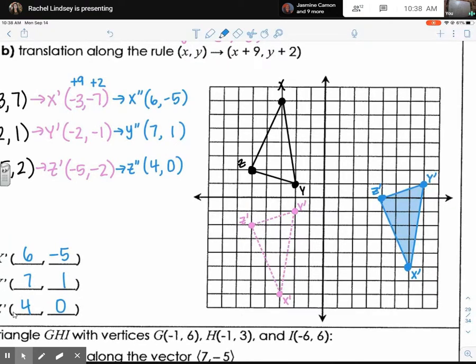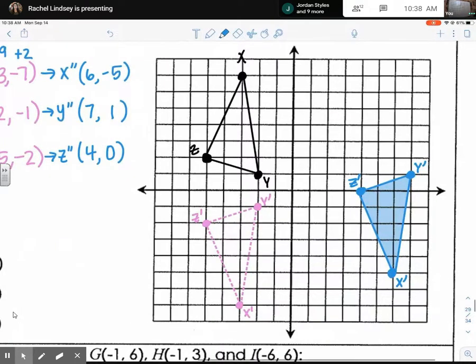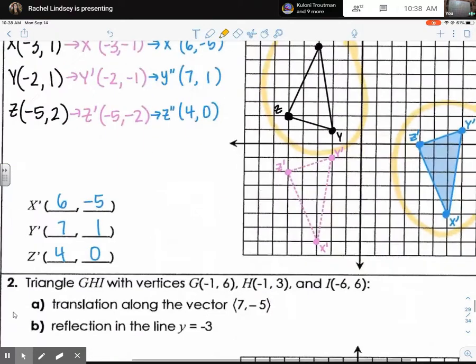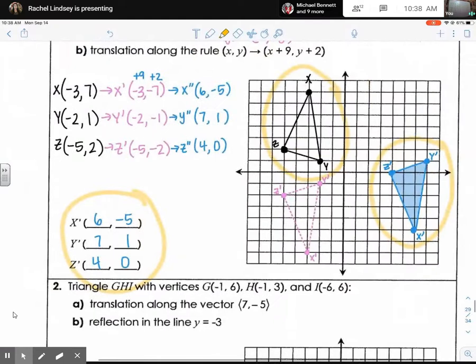So if I was grading this on a test, and you wanted to know what you had to show, you would have to show the original, you'd have to show your final, and you'd have to show your final coordinates. So you'd have to have those three things. You would not technically have to have the pink one.